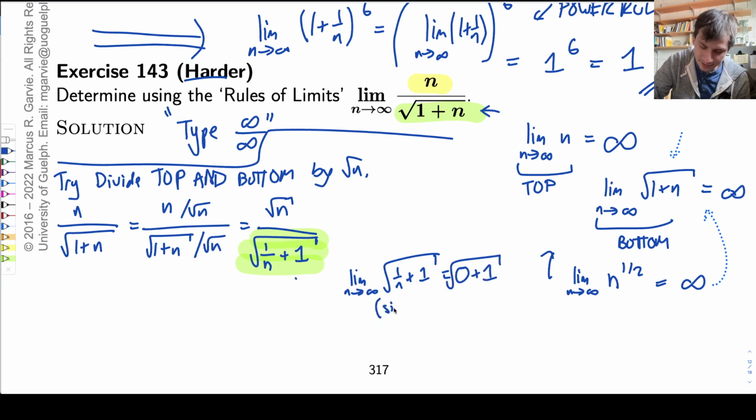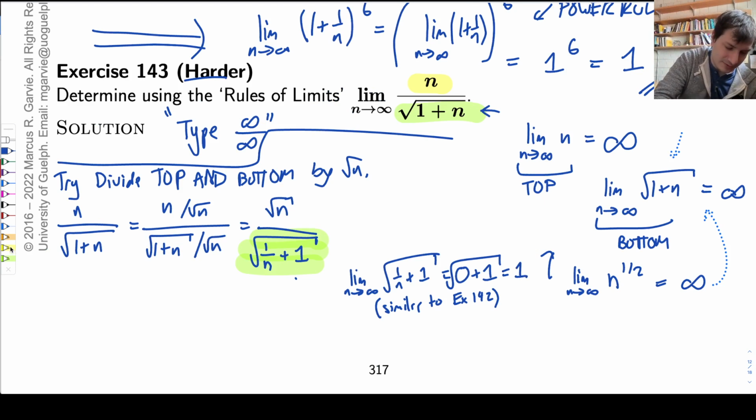And this is similar to exercise 142. So you can do the limit of the inside stuff. The limit of 1 over n is 0. The limit of 1 is 1. You take the square root of everything by the power rule for limits. So the bottom is going to 1. The limit of the bottom is the square root of 1, which is just 1.